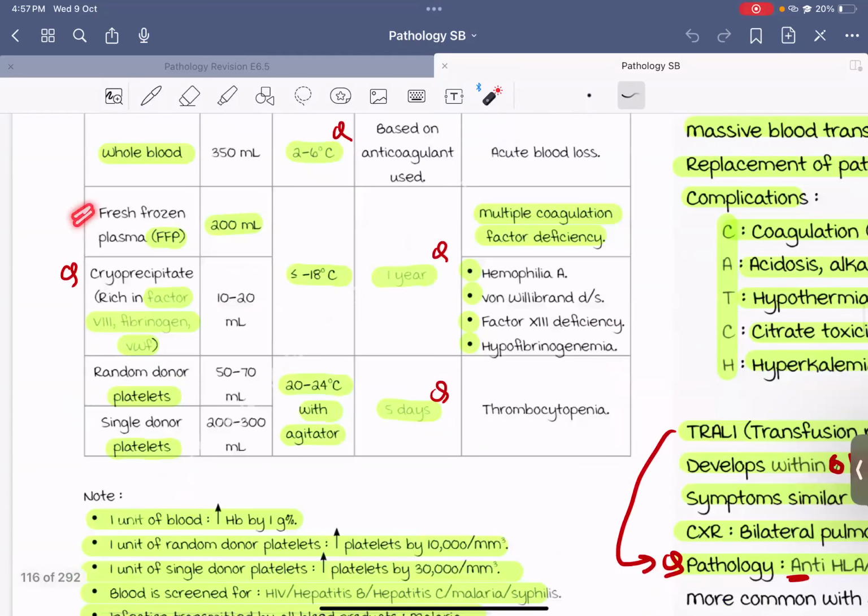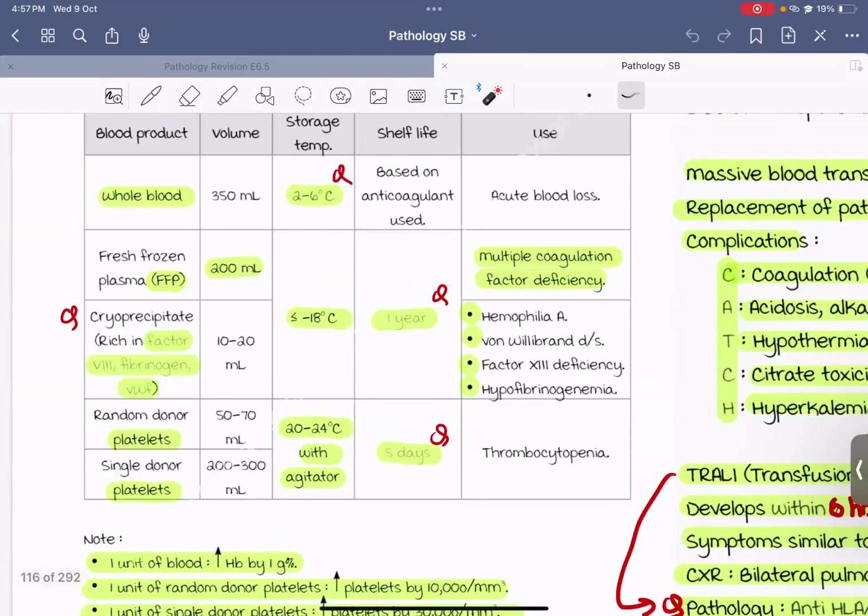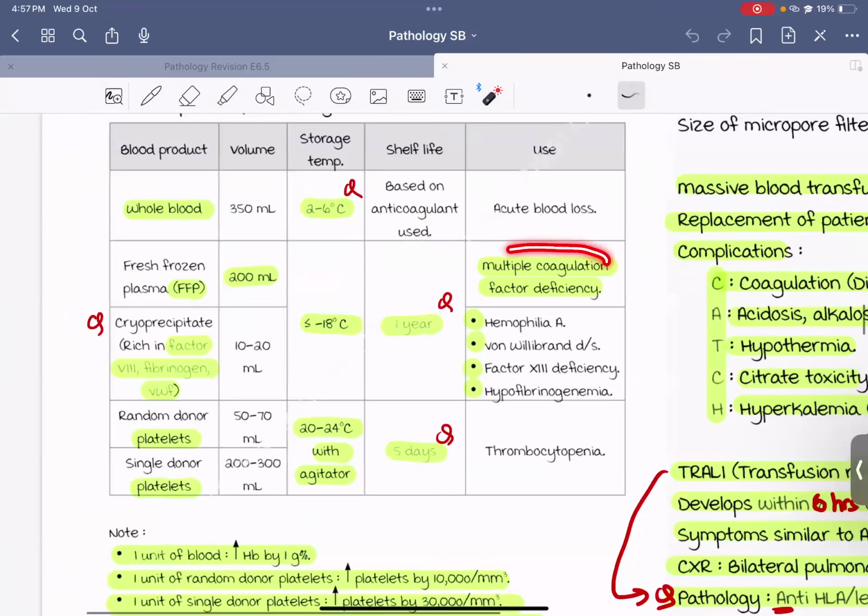And about FFP, that is fresh frozen plasma. You have to remember the volume of fresh frozen plasma. It is 200 ml in volume, and the shelf life is 1 year. And what will be the storage temperature? It will be less than minus 18 degrees Celsius. What you have to remember is that we usually use it in multiple coagulation factor deficiency. When you read about the coagulation disorders, you will connect with these points, that we usually use it in coagulation factor deficiency.